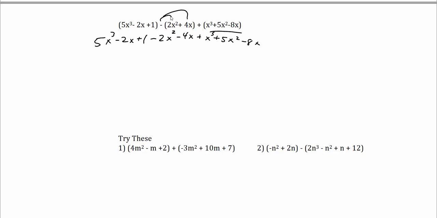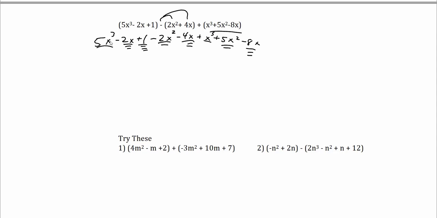So obviously, negative times positive is negative, okay? I'm going to combine this one with this one. I'm going to combine this one with this one. I'm going to combine this one with that one and with that one. So you see there's 3 of them that are the same. And then this one is by itself.